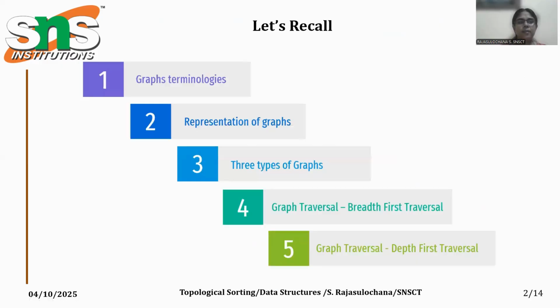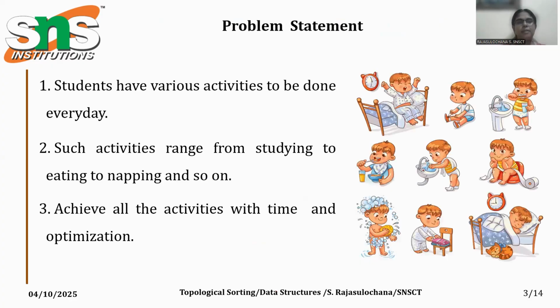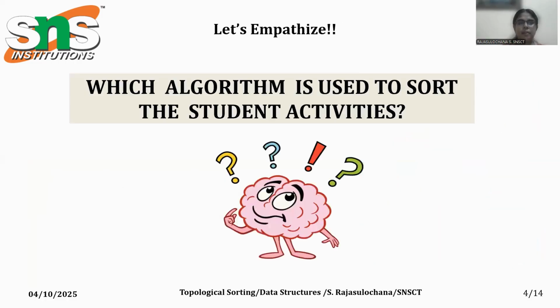In the earlier lecture, we have discussed graph terminologies, how the graphs are represented, types of graphs, and graph traversal techniques. And now consider the following problem statement. Every day, students will have a lot of activities to do. These activities include getting up from the bed, taking baths, studying, eating, and many more. Achieving all these activities within the stipulated time and with the right optimization is indeed a difficult task. Now, to accomplish all these student activities, what algorithm do you think can be used?